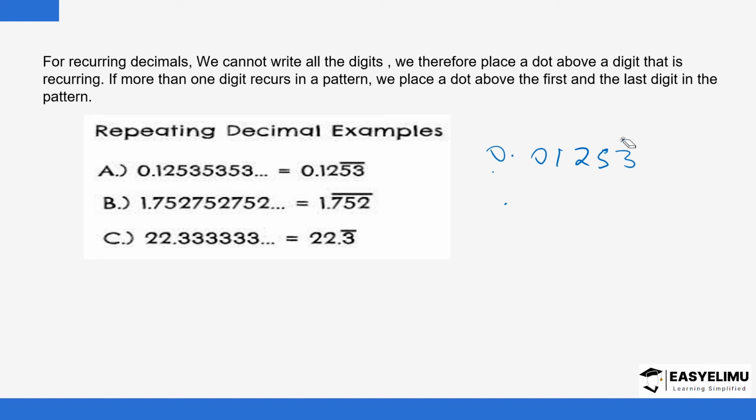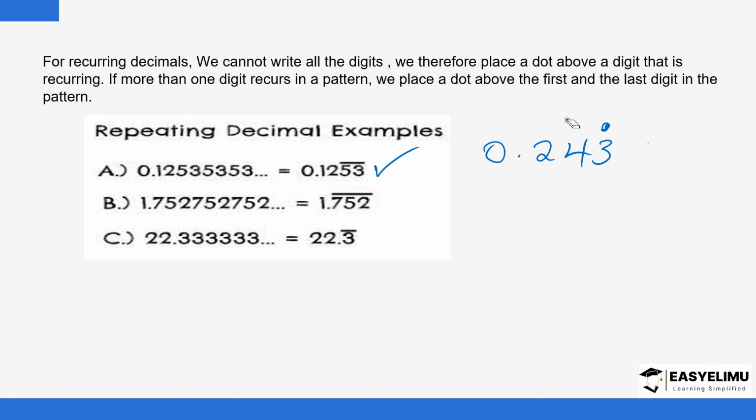Other than that, you can come across some other literature where it is just a line above the digits, like it is in this case here. So this means 53 is being repeated. Or if it's a pattern of 3 digits, let's say 0.243, 243, 243 is repeated endlessly, then you don't have to write all the digits. Just put a dot on top of 2 and a dot on top of 3. So that means this pattern 243 is being repeated.